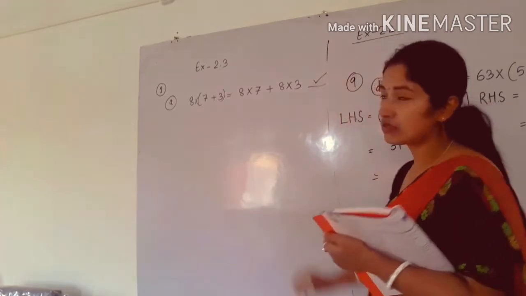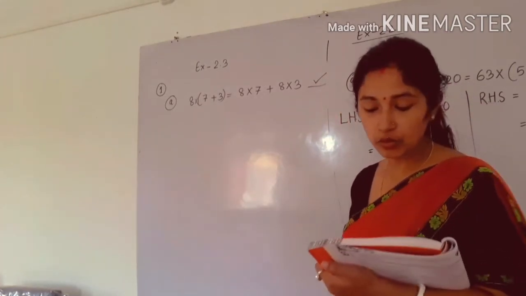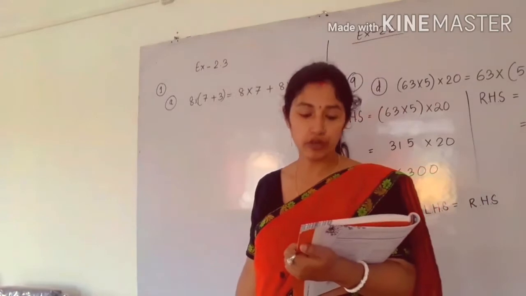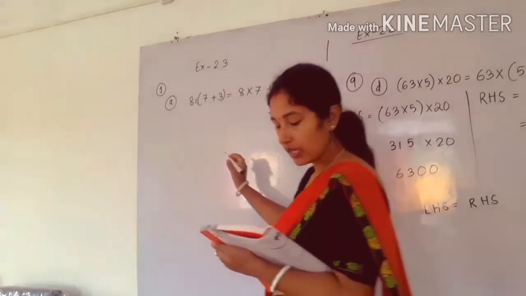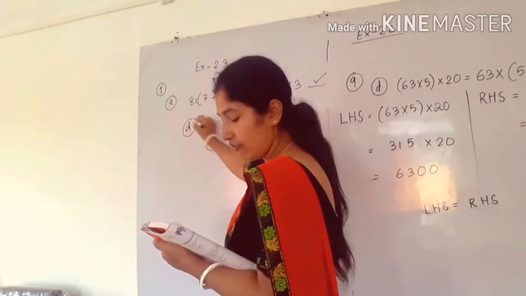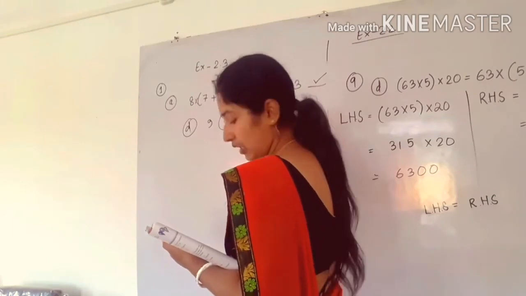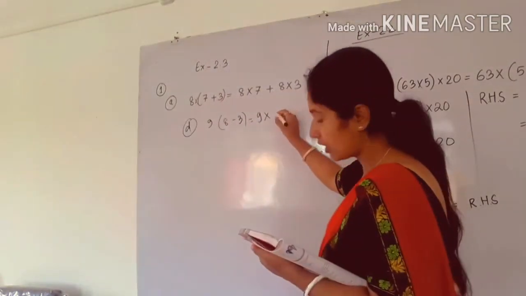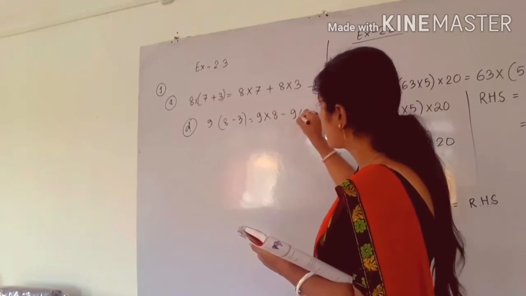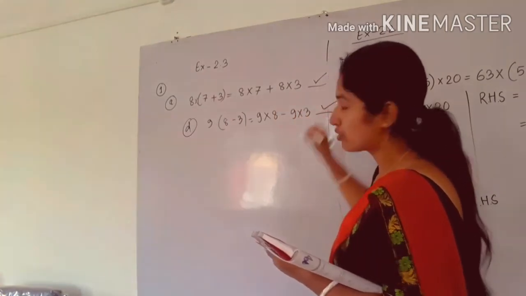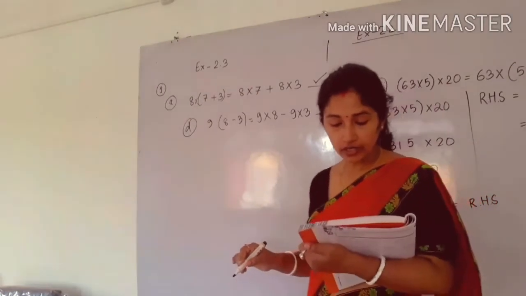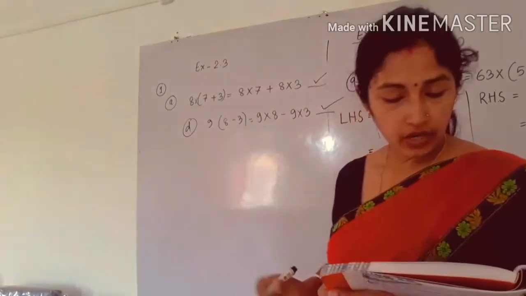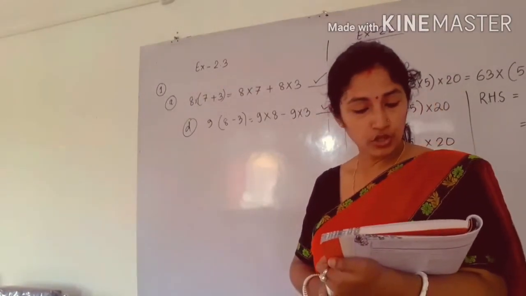This is the correct statement, and the property is the distributive property of multiplication over addition. Similarly, you can see in D also we have this. This is also multiplication, the distributive property of multiplication over subtraction. So this property is also true. This is also correct.